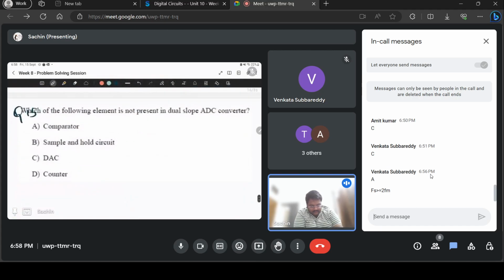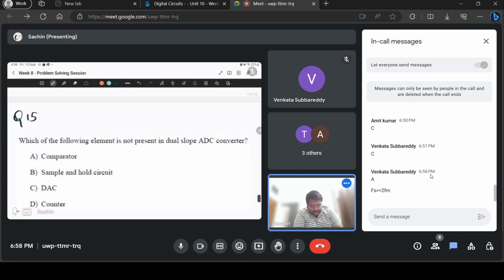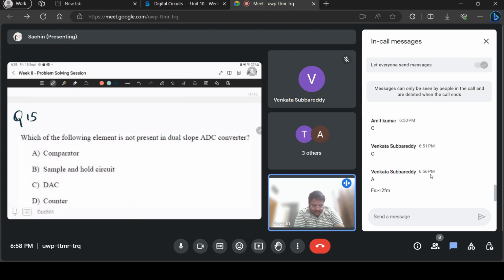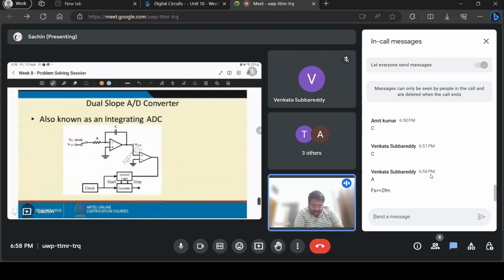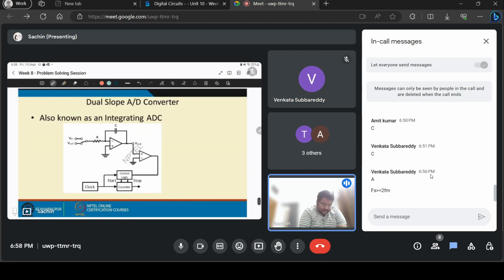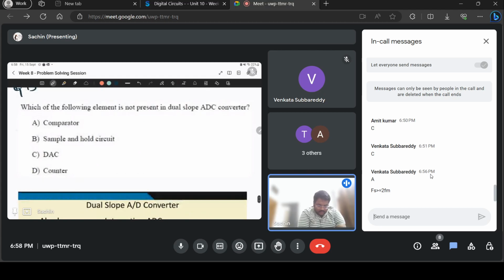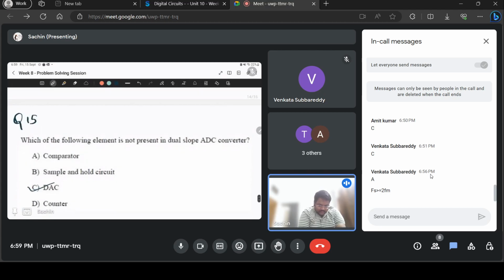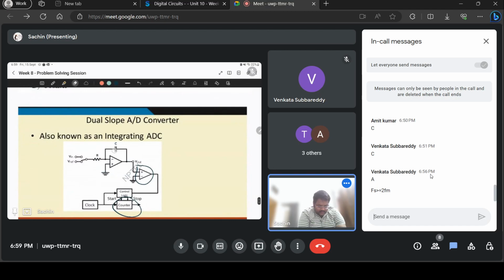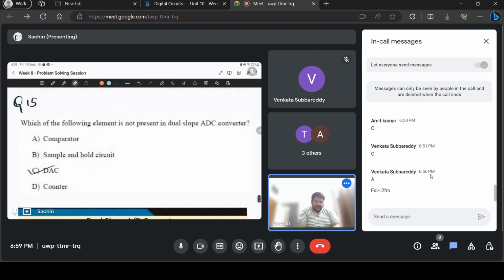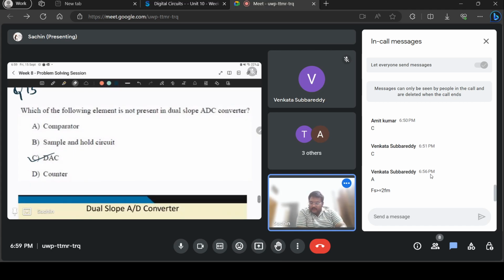This is the final question for today. Which of the following elements is not present in dual slope ADC converter? This is the circuit. You see there's a comparator, there's a capacitor, so there's sampling and holding going on. There's a counter, but there's no DAC. There's no DAC in this ADC circuit. So that is the element that's not present. Okay.